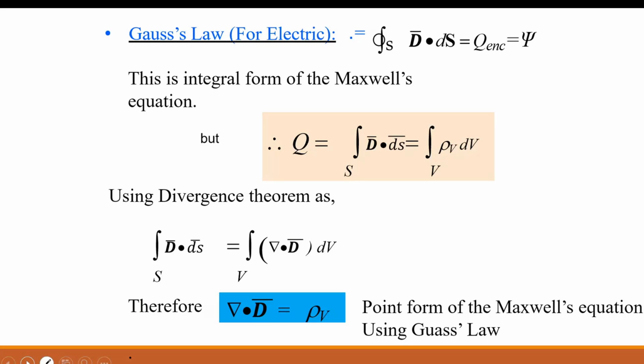Equation number 2 and equation number 3, if we equate their right hand sides, then what do we get? Volume integration of rho v dv is equal to volume integration of del dot D into dv. So if you remove the integration, the remaining quantities are del dot D bar is equal to rho v. So this is the point form of Maxwell's equation derived from Gauss law for steady electric field. Okay, so this is the third equation.